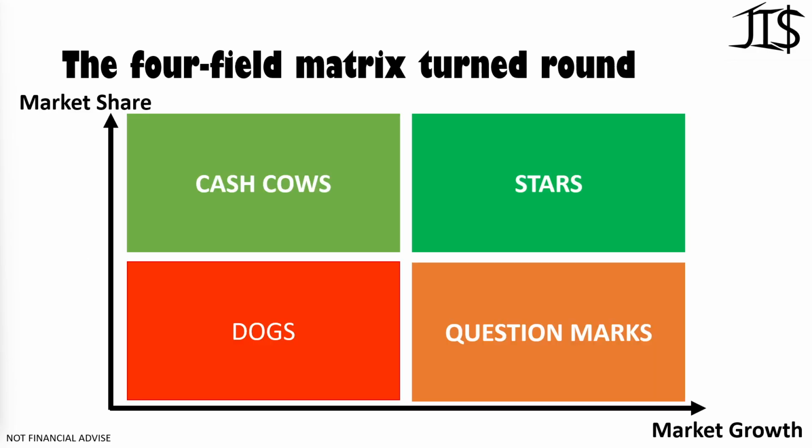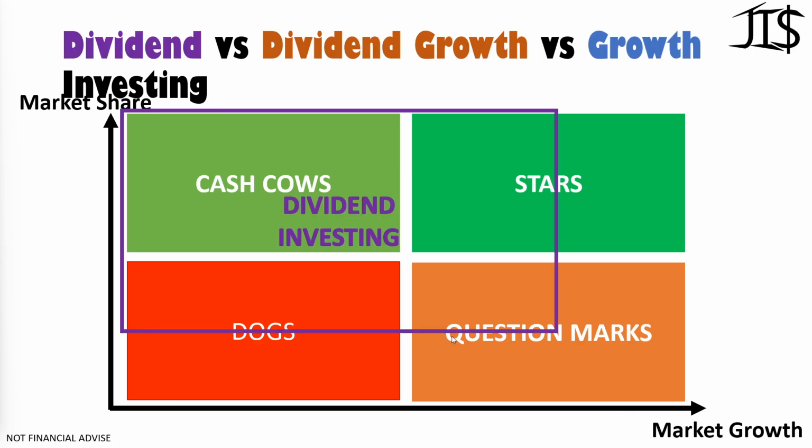But as an investor, I would like to turn the matrix around so I have the market share here and not the growth, because then you have the green boxes on top, so the cash cows and the stars. I like that representation as an investor more, and here you then have the market growth. And if you look at the dividend investing group, then most of the time you are going to invest in companies that are in this region. It's arbitrary where you put those lines.